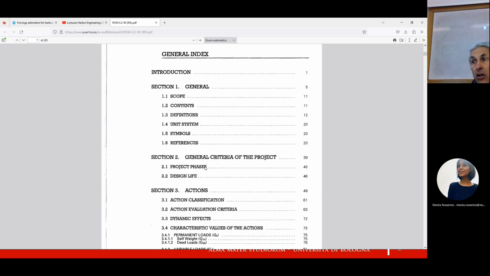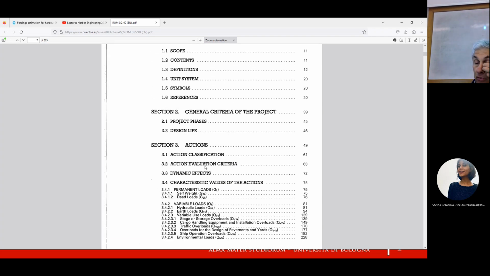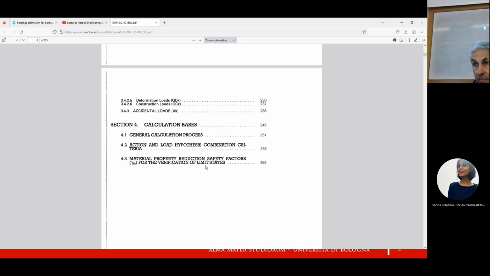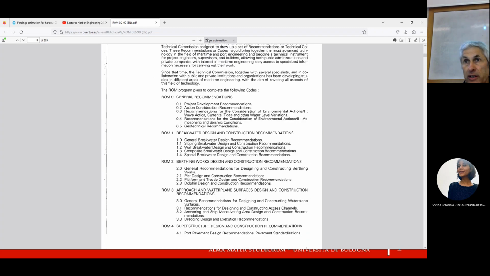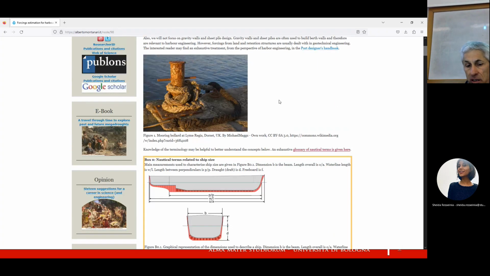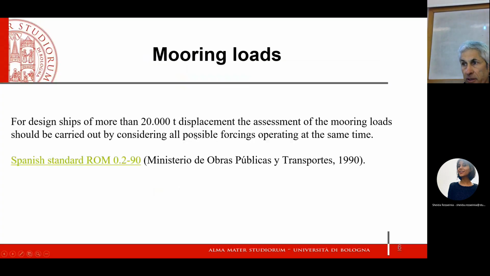And here there is a lot of discussion about the project and design life, things that we are using here. And here you see there are the actions. And it is quite long, more than 250 pages. Okay, let's close this and also this. And yeah, PowerPoint, here we are.